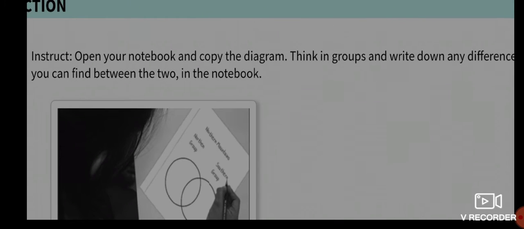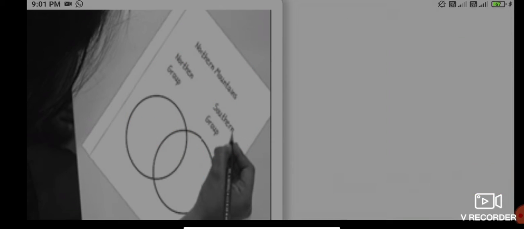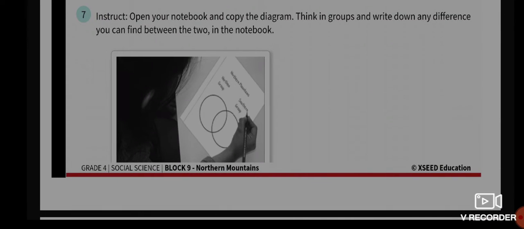And write down any differences you can find between the two. One, as I showed you, is the northern group, another one is the southern group. This is the northern mountain, so you find the differences between them. After finding, you write in the given two circles, called a Venn diagram.